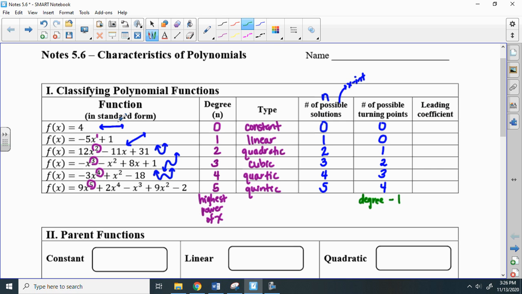And then the leading coefficient, that's just fancy terminology for the number in front of the highest power of x. Even if it's not in order, the leading coefficient is the number in front of the highest power of x. If there's no power of x, then the single number is your leading coefficient. Hopefully you can look over and see that you have a -5, a 12, a -1, a -3, and a 9.